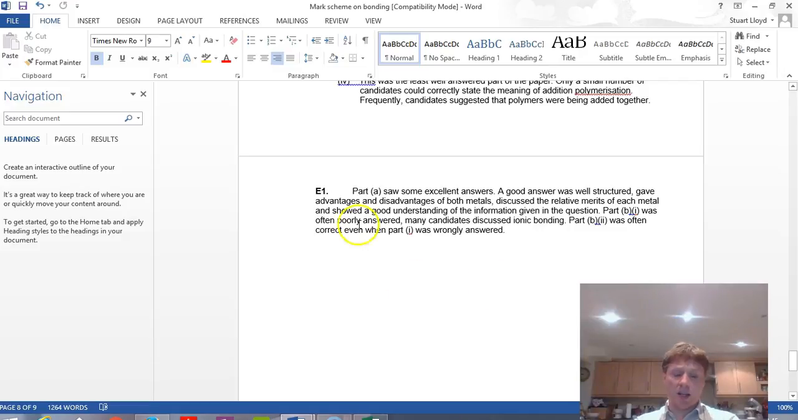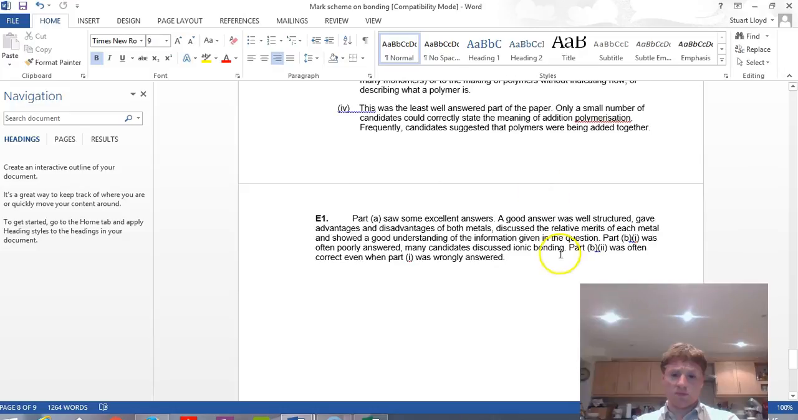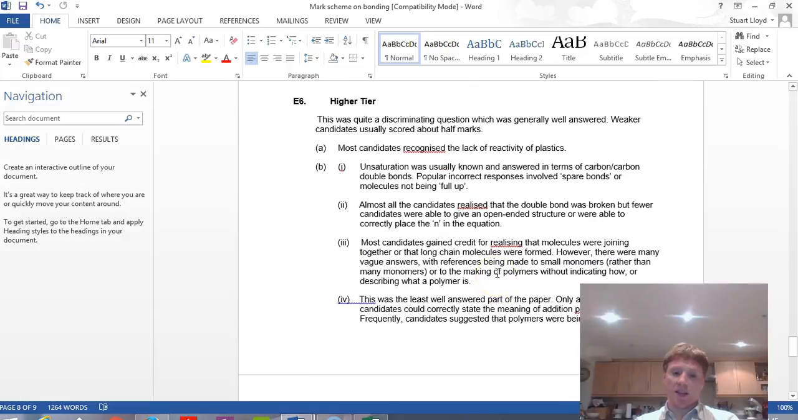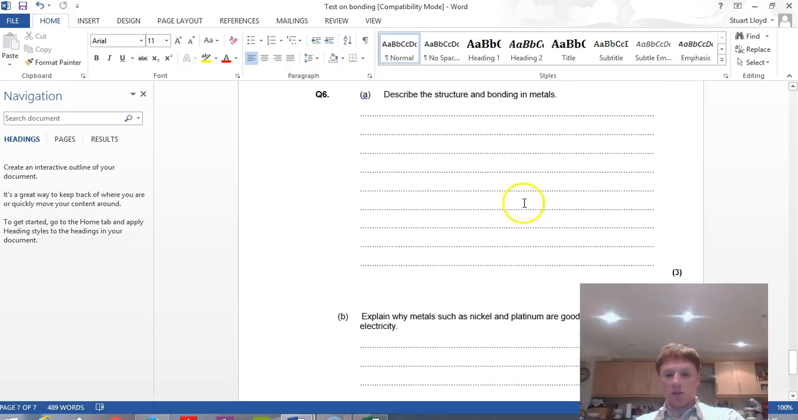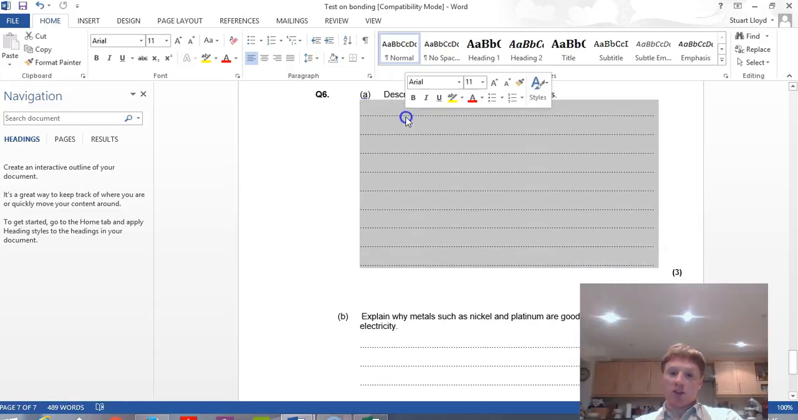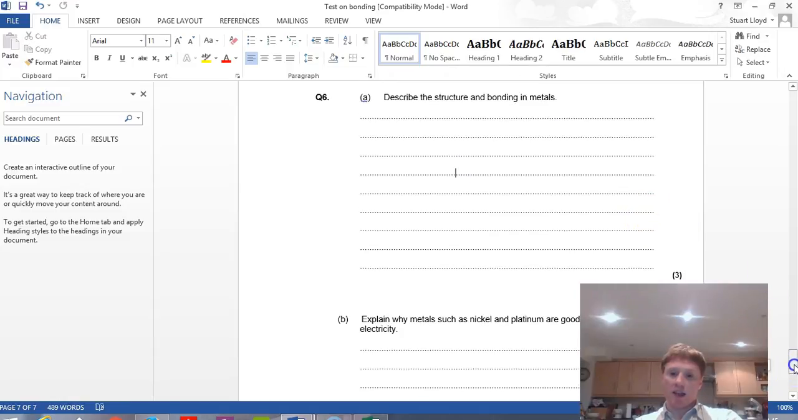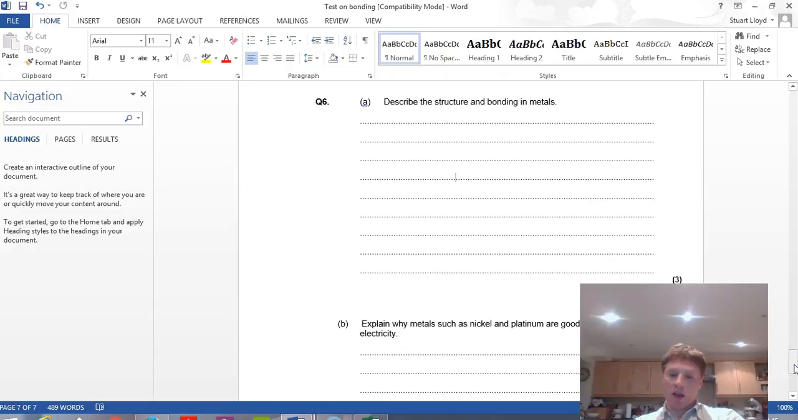So there we go. What were the examiner's marks? This was excellent answers, gave advantages, disadvantages. Oh, there you go. This is the relevant bit. Some people discussed ionic bonding. Although part 2 was often correct, which means everybody knows that free electrons are in metals, most people can't describe the bonding in metals, which means if most people can't do it, and you can, you'll be more likely to get a higher grade, because remember, grades are based on a bell curve, so how well you do compared to everyone else.